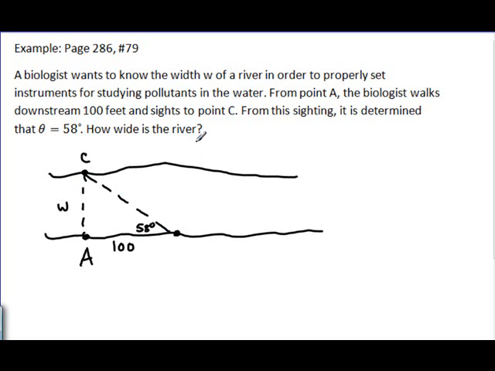Can you see this is exactly what I just showed you without the wording attached to it? And oftentimes in your word problems in the textbook, you're going to have a picture drawn for you, so you're not going to have to guess where everything is. So if I want to find the width of the river, I need to find something that's going to use the opposite of the 58 degrees and the adjacent. Well, that is tangent, right? Tangent of 58 degrees is equal to opposite, which is W, over adjacent, which is 100. So to solve for W, we're going to multiply both sides by 100.